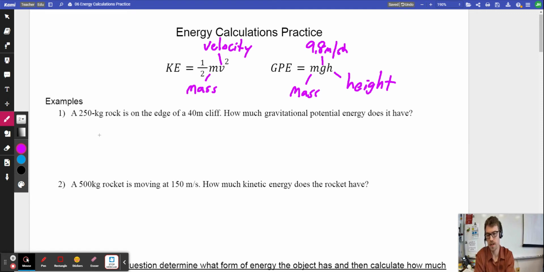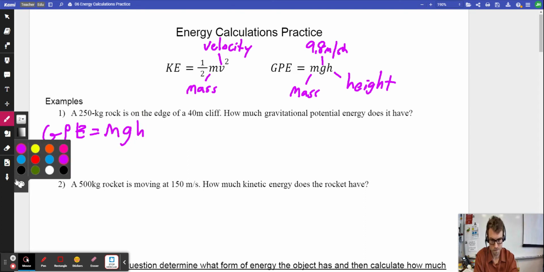In number one, we have a 250 kilogram rock, which is on the edge of a 40-meter cliff. How much gravitational potential energy does it have? So gravitational potential energy means we're using our GPE equation, so GPE is equal to m, g, and h.